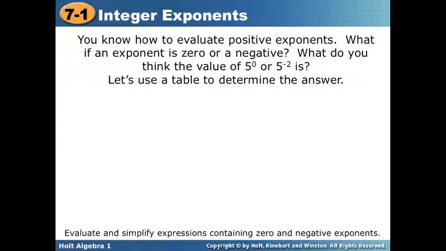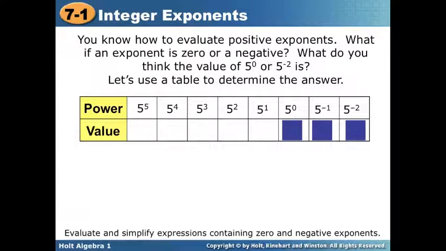You know how to evaluate positive exponents. What if an exponent is 0 or a negative? What do you think the value of 5 to the 0 or 5 to the negative 2 is? Let us use a table to determine the answer.